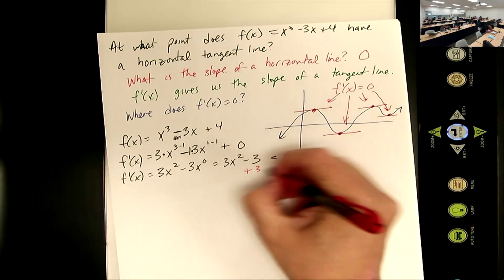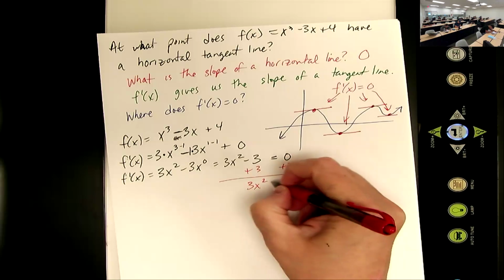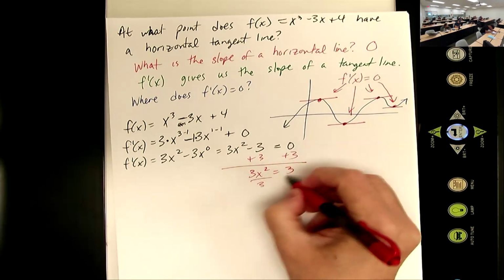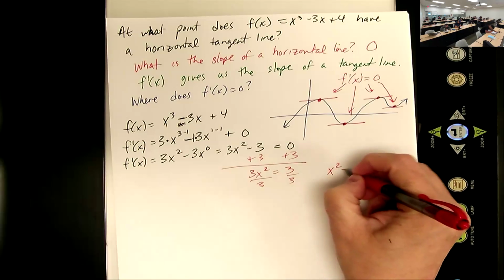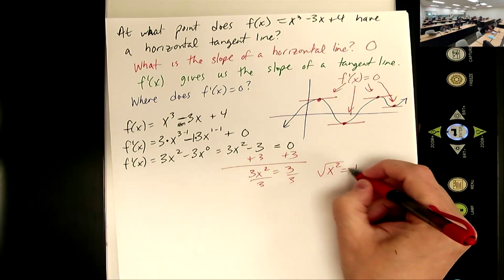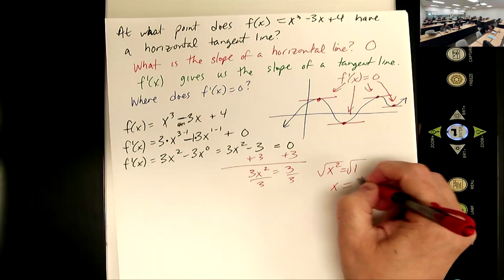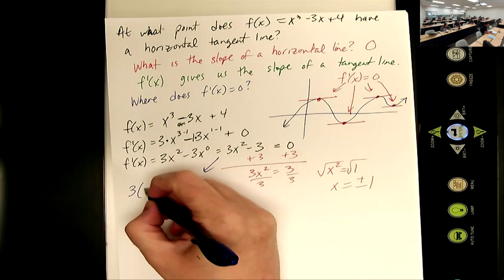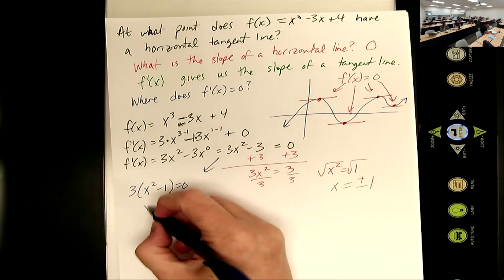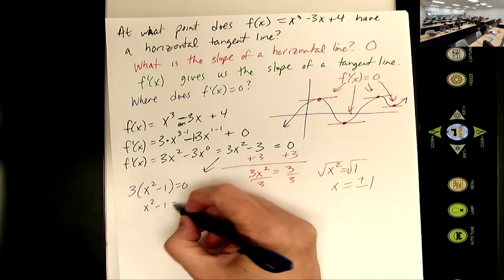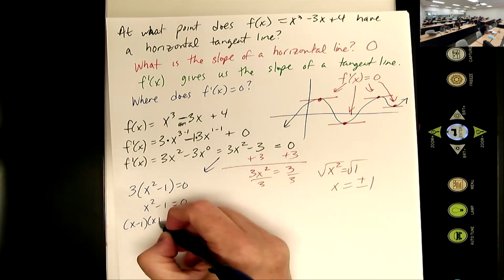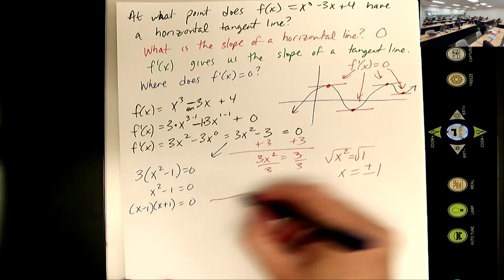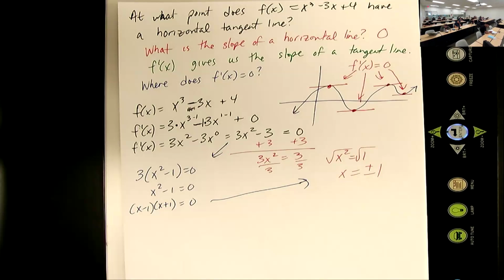Add 3 to both sides. We get 3x squared equals 3. Divide both sides by 3. We get x squared equals 1. Take the square root, we get plus or minus 1. Another way to do that is factor out the 3 and divide by 3, and factor. Lots of ways to get this problem done. Just to refresh your algebra a little bit.